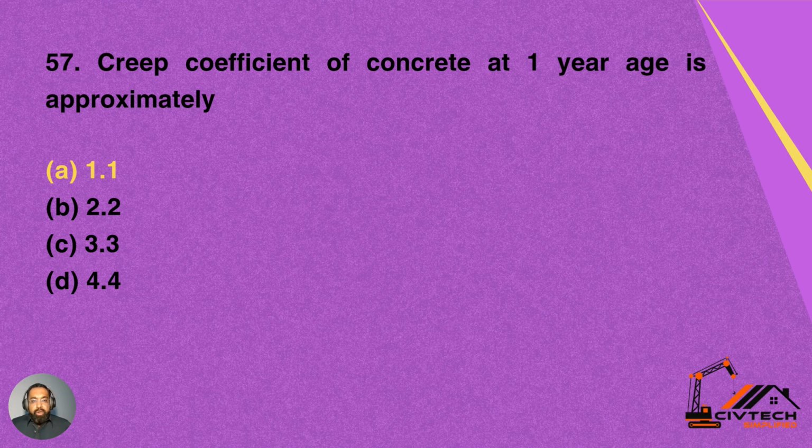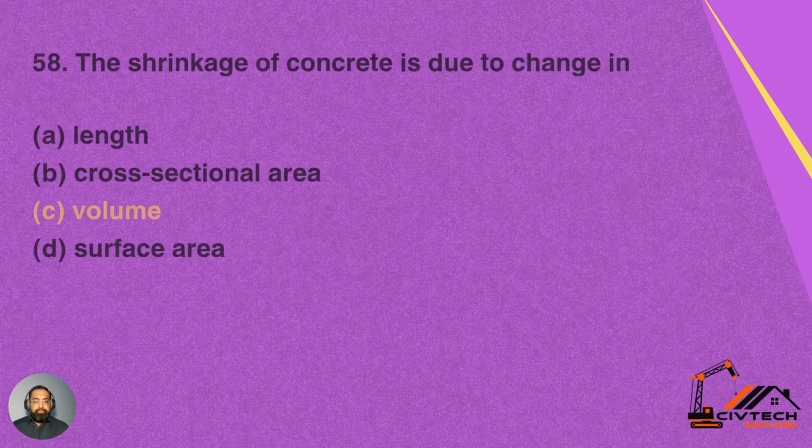Question number 57. Creep coefficient of concrete at 1 year age is approximately: option A 1.1, B 2.2, option C 3.3, option D 4.4. So option A is the correct option for this question, which is 1.1, like 10% is the creep coefficient.